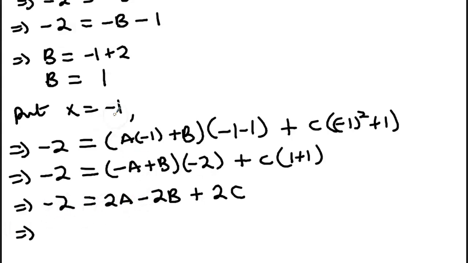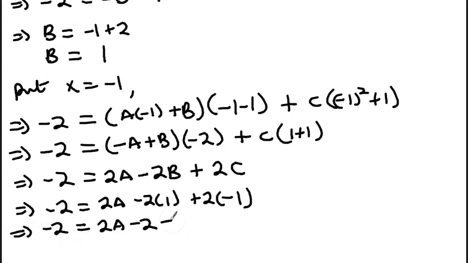we know the value of b, we know the value of c. So minus 2 is equal to 2a minus 2 times 1 plus 2 times minus 1. So we have minus 2 minus 2, which is minus 4. So plus 4 is equal to 2a. So a will be 2 over 2, which is 1.